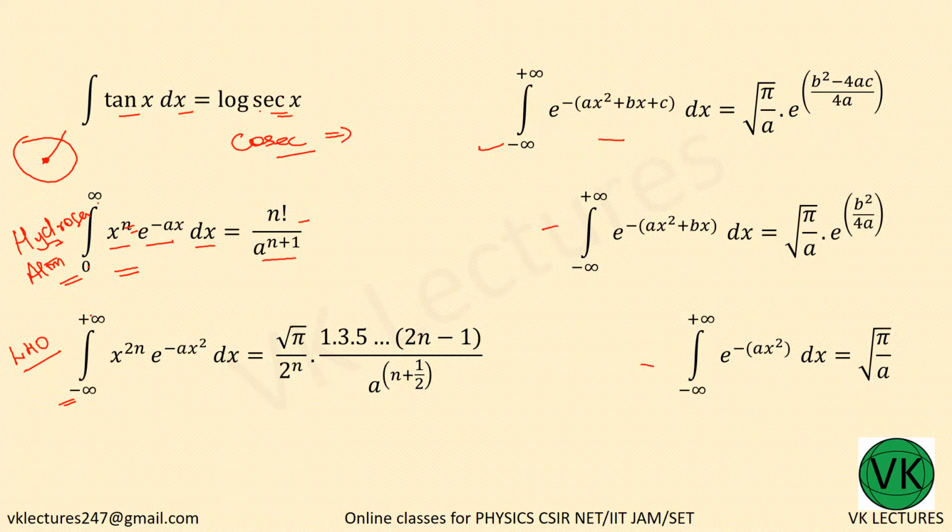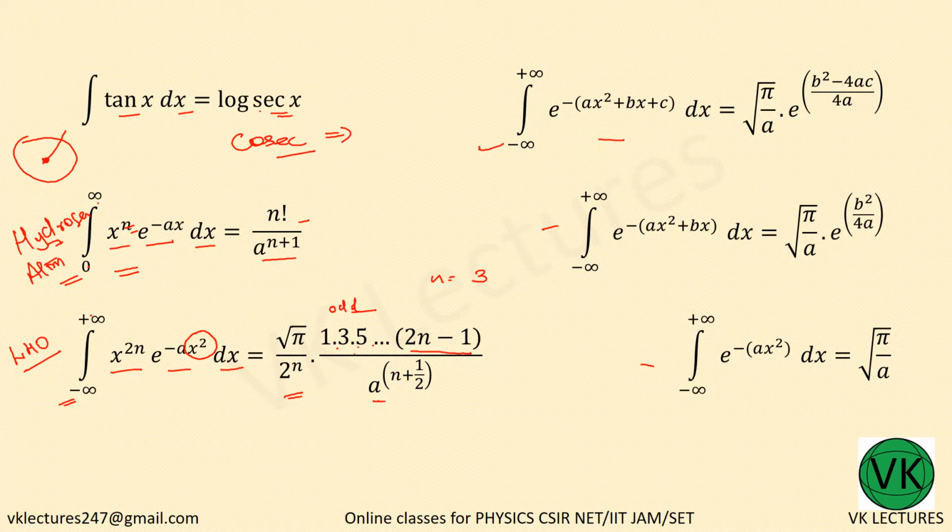Okay, then this is also the same, hydrogen atom problems. We will just discuss x to the power 2n e to the power minus ax square dx, which is root pi into 1 into 3, these are odd numbers, multiples of odd numbers, up to 2n minus 1. For example, if n is equal to 3, you have to go up to 5, 1 into 3 into 5, divided by 2 to the power n into a to the power n plus half. What is a? A is the coefficient of x square.